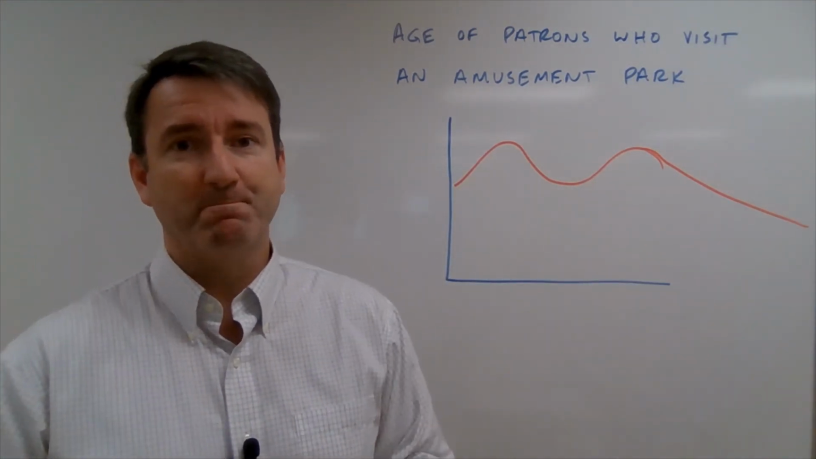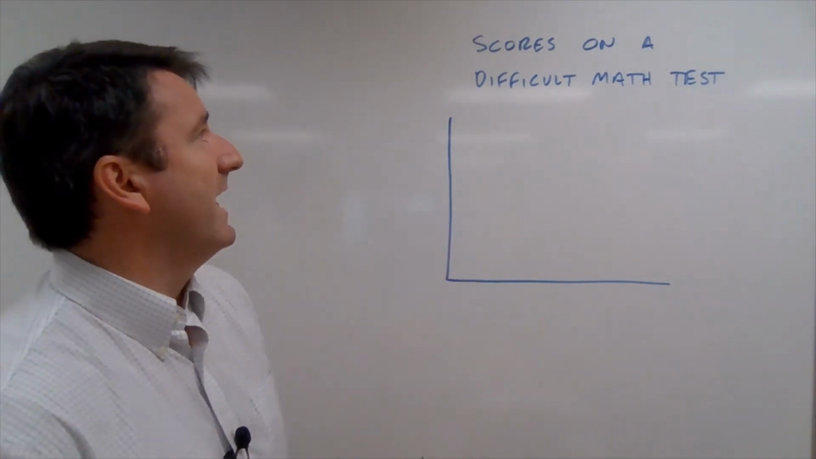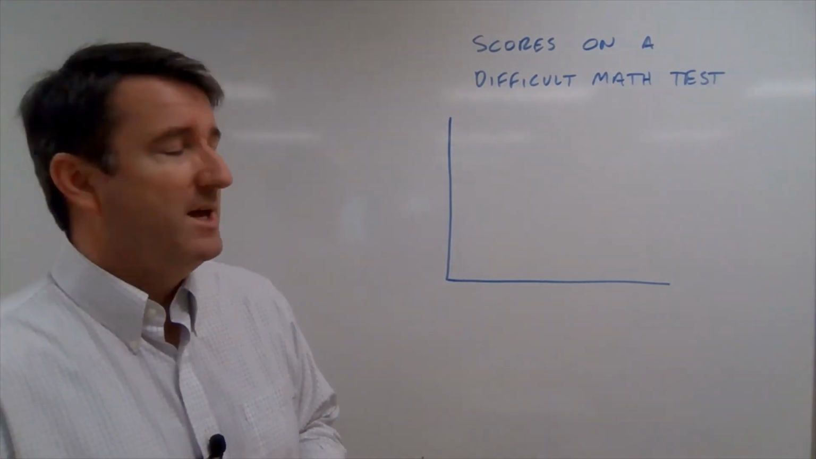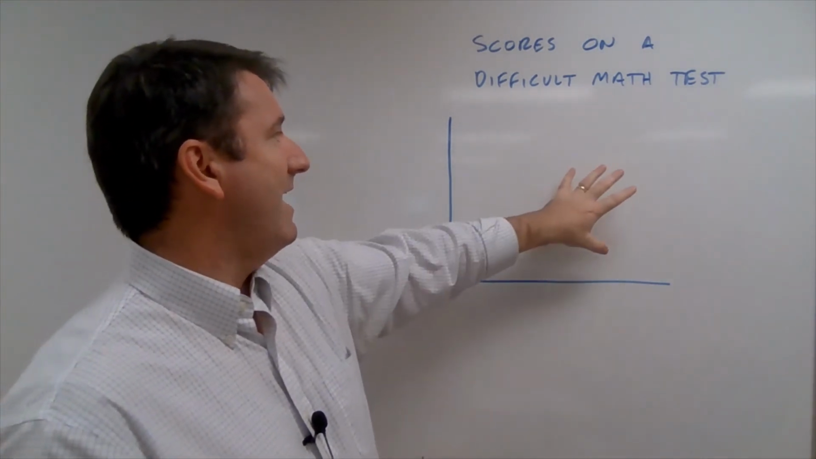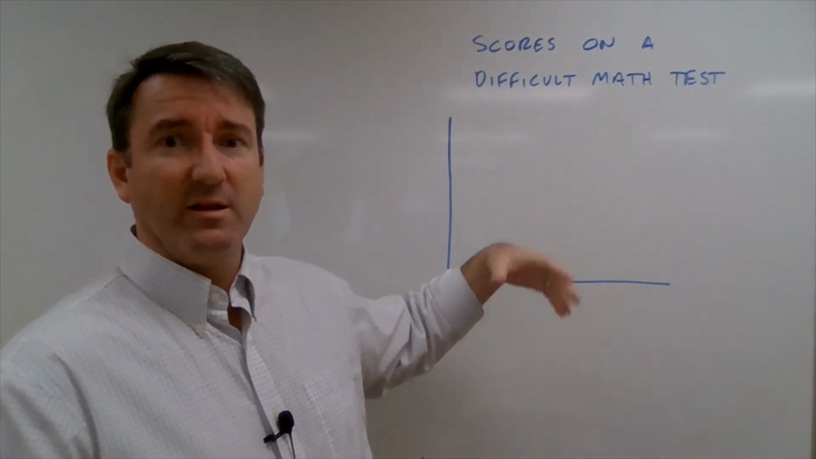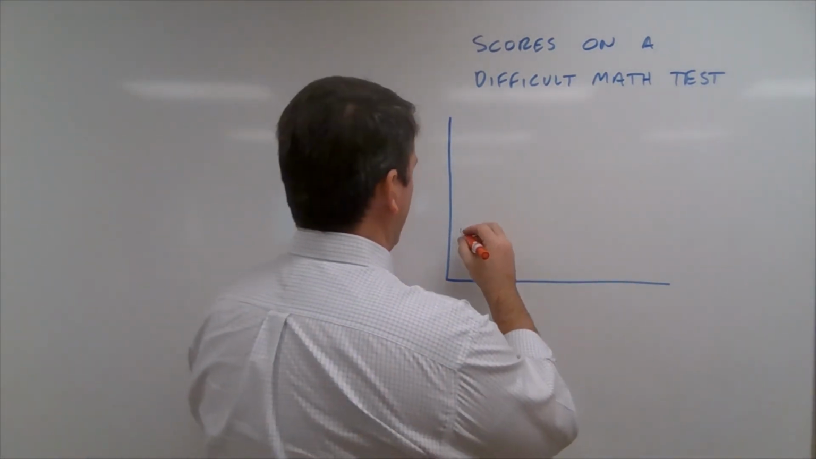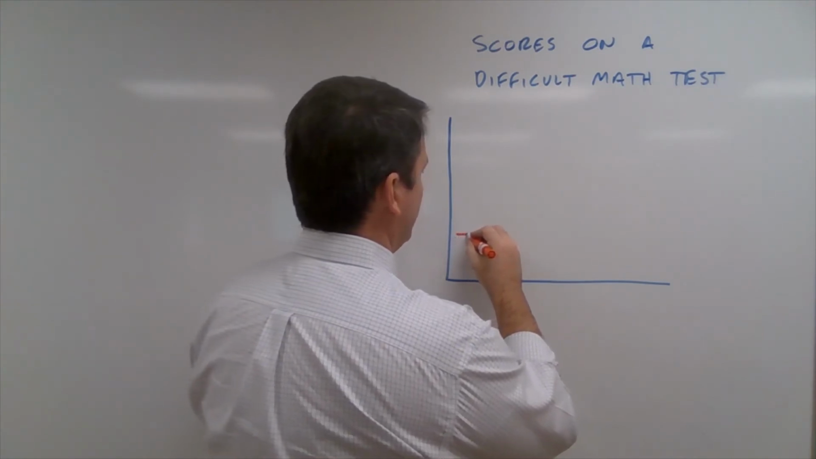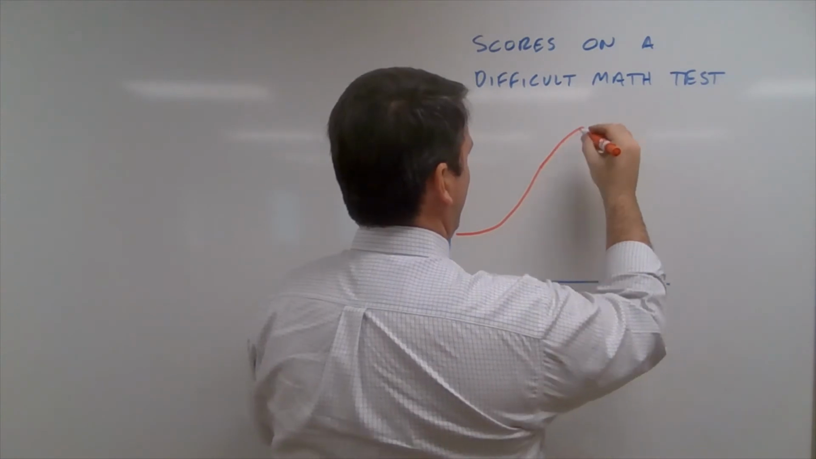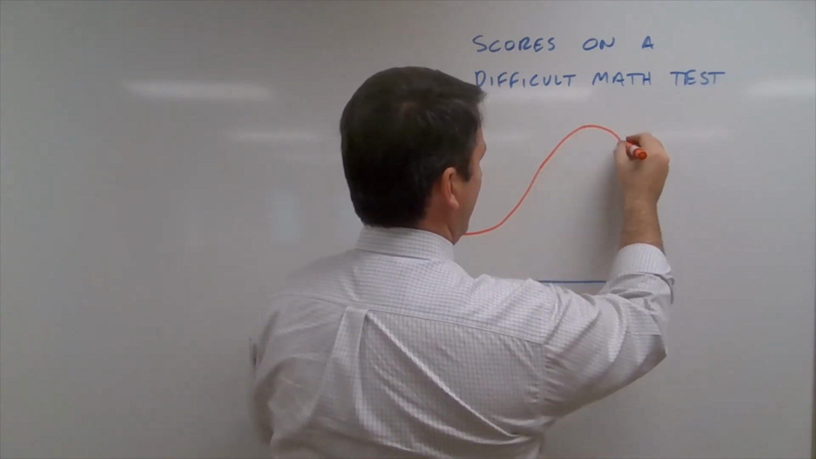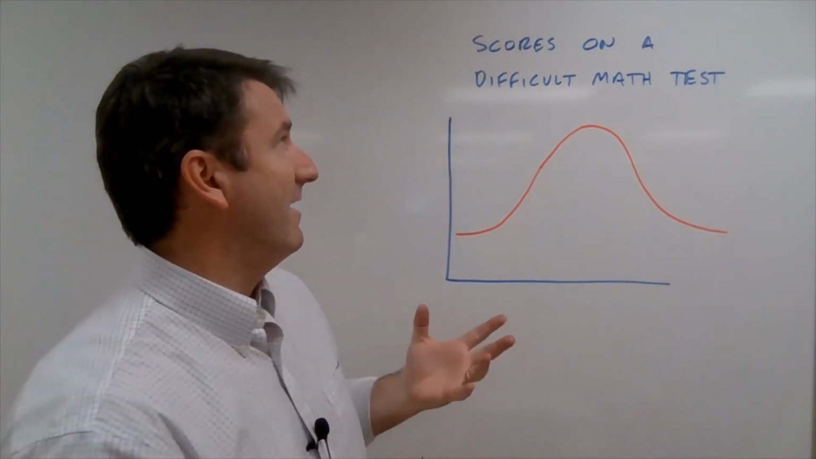The second distribution we're asked to describe is scores on a difficult math test. So for a difficult math test, we're going to expect the average score to be a little bit lower, so maybe in the C range. And so maybe you have relatively few A's, a few more B's, and then peak in the C range and then come back down into D's and F's.